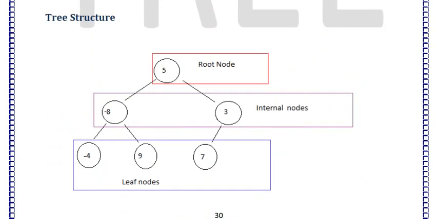Here is the structure of a tree. The first element is known as the root node, then the intermediate nodes, and the last nodes are known as the leaf nodes.